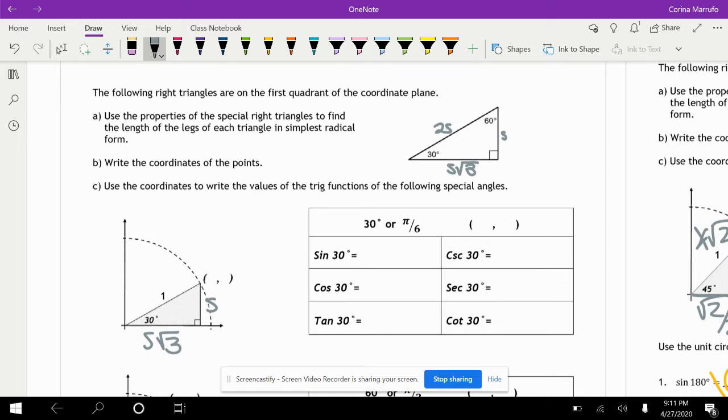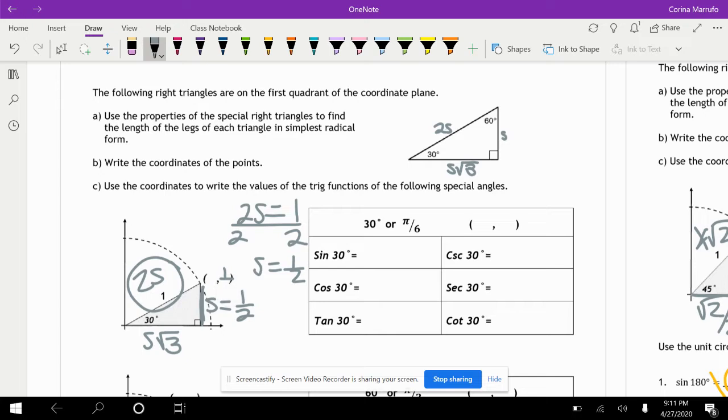So 2 times S. Okay, so we know that our radius is equal to 1. So that means 2S is equal to 1. So if 2S is equal to 1, we divide by 2. And that means S is equal to 1/2. Okay, so that means that this is equal to 1/2. And this is my y value. That's how high it goes.